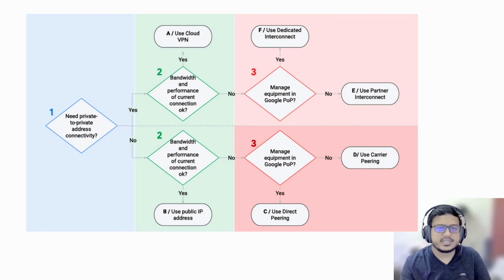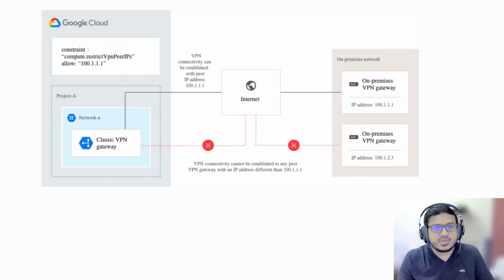So as I said, the challenge is, say you have a different cloud where some resources are there and you want your resources on Google Cloud to interact with the resources on the other cloud. Or if you have an on-premise setup and you want your on-premise servers to be able to connect to the servers on Google Cloud. If this is the use case, what are the options available? So let's first discuss Cloud VPN.